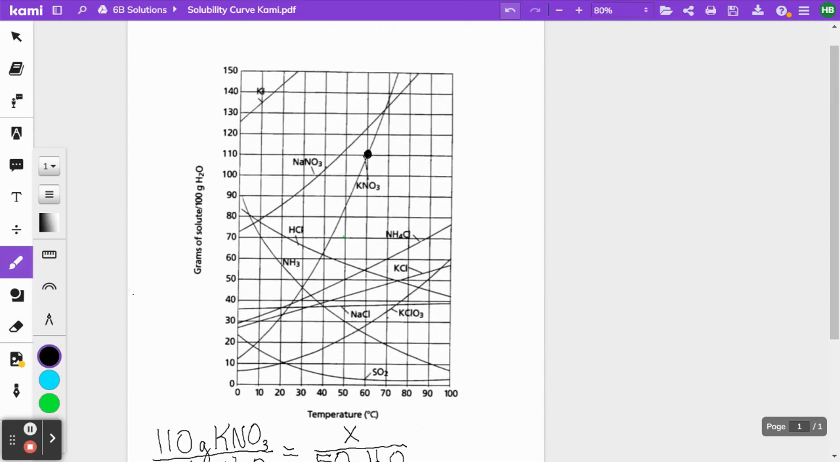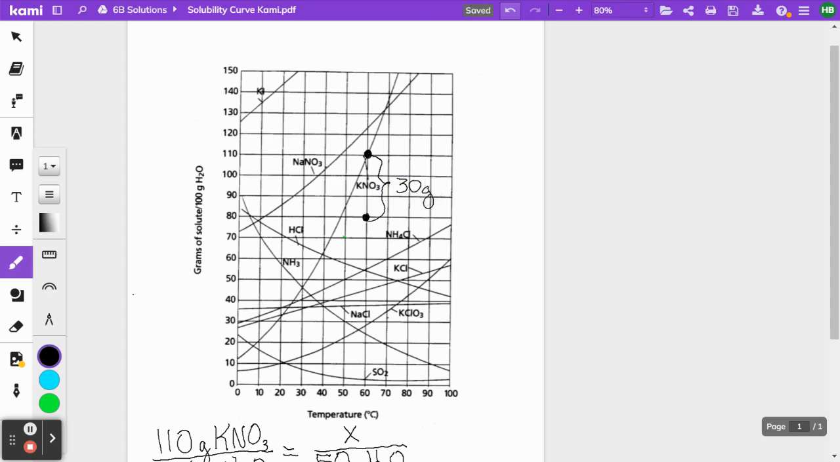You can also read stuff on here and make interpretations on it. Let's say you only had 80 grams of KNO3 dissolved in 100 grams of water here. They might ask you how much more will dissolve. Well, the answer is the difference between 110 and 80. We know when we say difference, we always mean subtract.